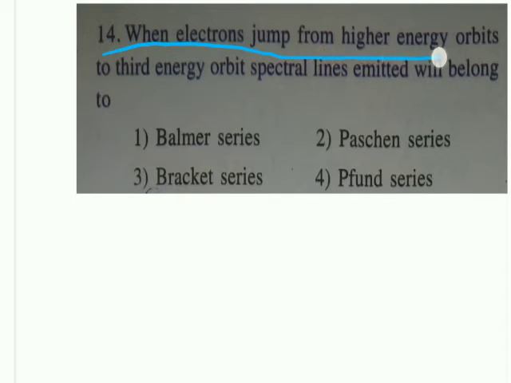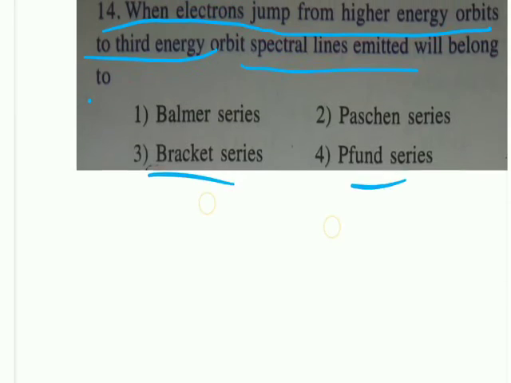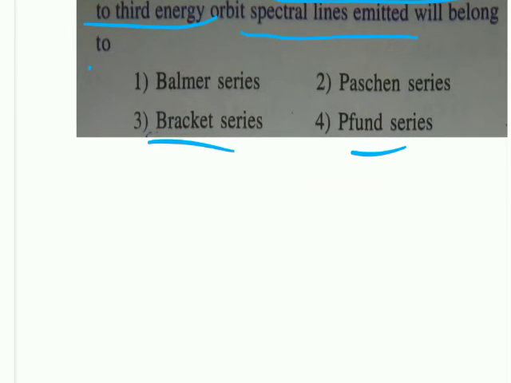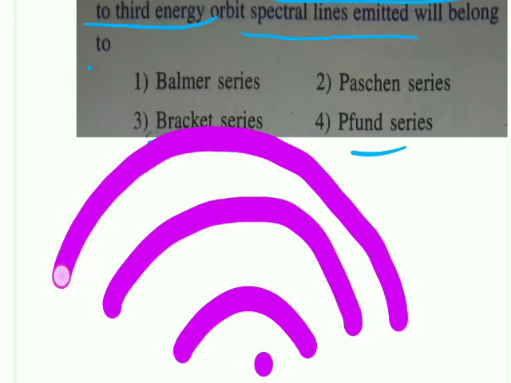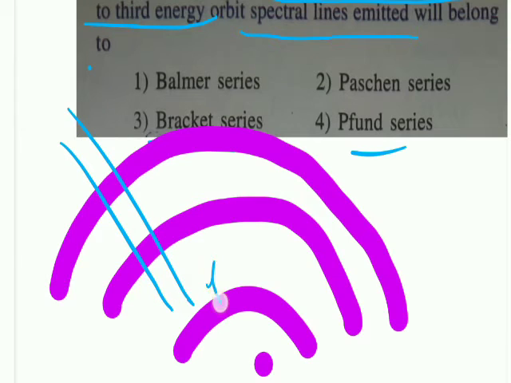When an electron jumps from higher energy orbits to the third energy orbit, the spectral lines emitted belong to: option 1 Balmer series, option 2 Paschen series, option 3 Brackett series, option 4 Pfund series. When electrons jump from higher orbits to the first orbit, it is the Lyman series; to the second orbit, Balmer series; to the third orbit, Paschen series. So option 2 is the right answer.